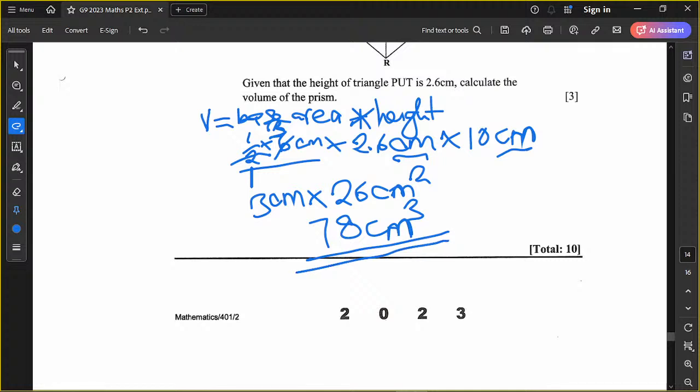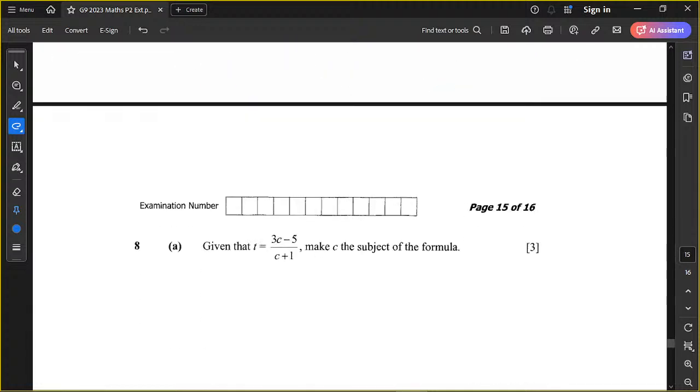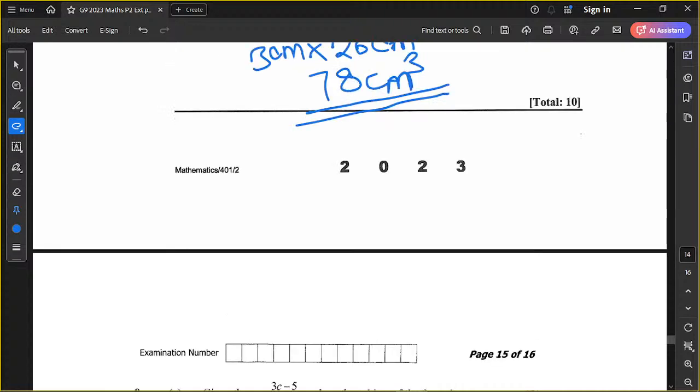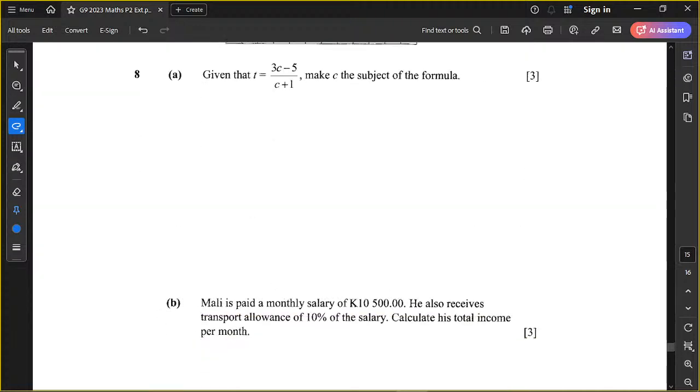Okay, we come to question 8. Oh, we are there. We come to question 8. This is the last question in this paper. So we are at the finals. Okay, we have arrived at the last fight. Now let's take this last fight seriously.